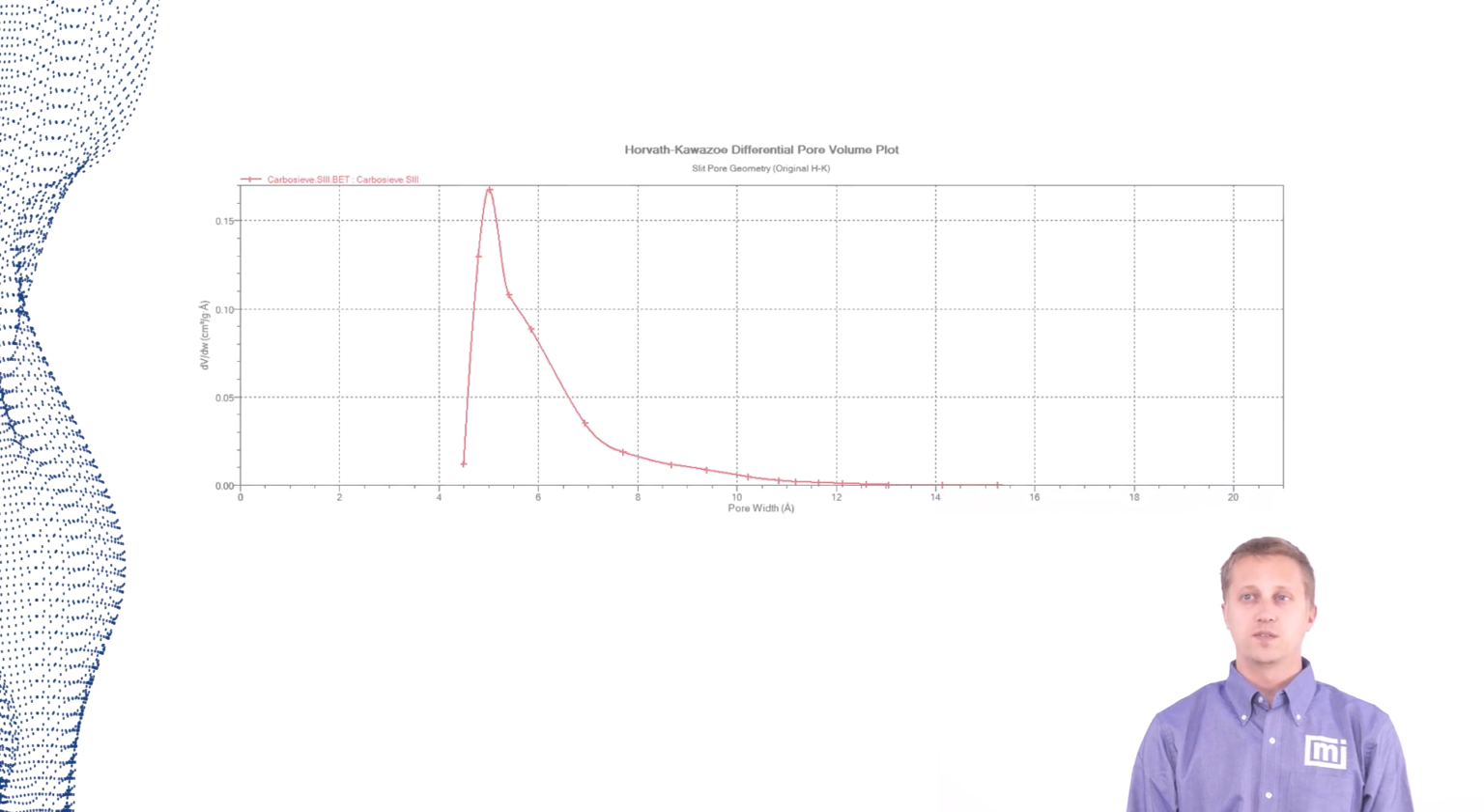Next up, we'll look at the Horvath-Kawazoe pore size distribution for this material. As expected, this material is primarily microporous, with pores right around 5 angstroms in size, where we have the largest distribution of pores. Horvath-Kawazoe works great for determining the pore size distribution of materials with pores less than 30 angstroms in size.